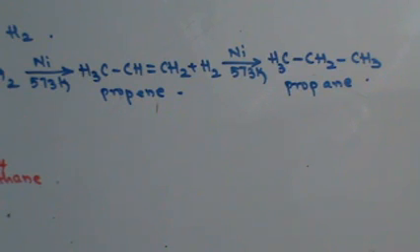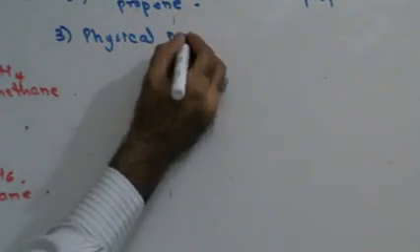Right? Next, this was preparation. Next, let's see the physical properties. What are the physical properties of alkane? Physical properties of alkane, they are colorless gas. They do not have any peculiar odor. So they are colorless.